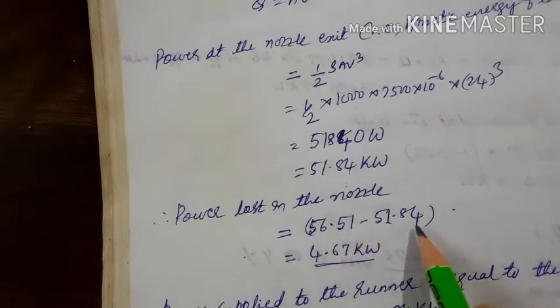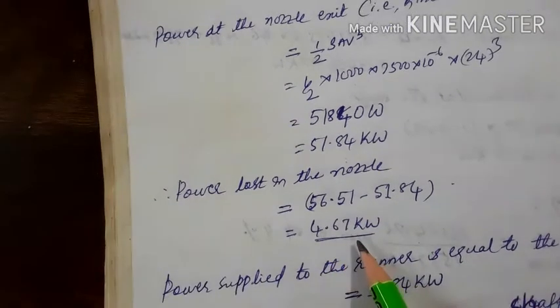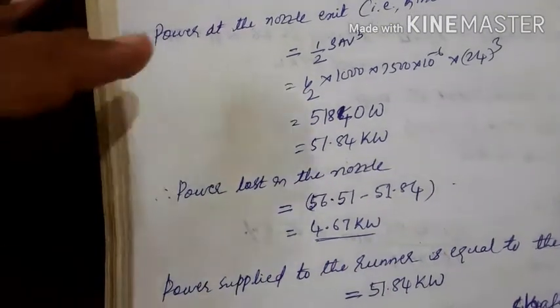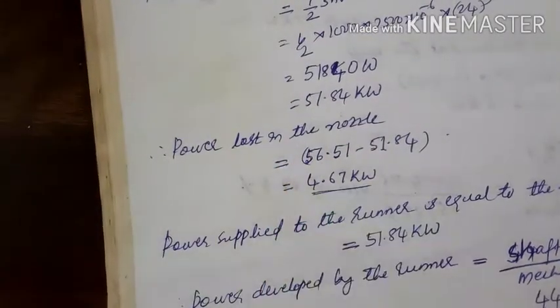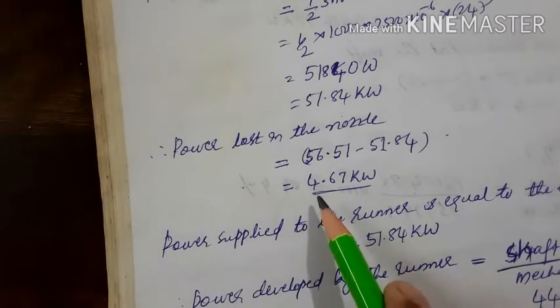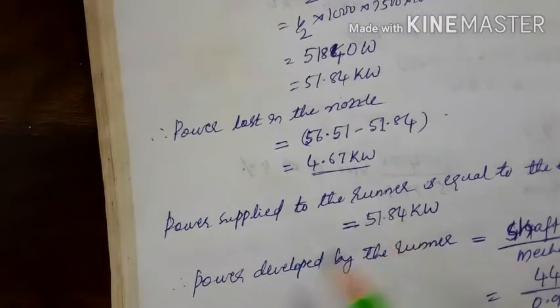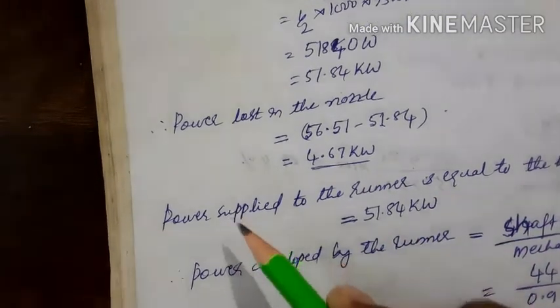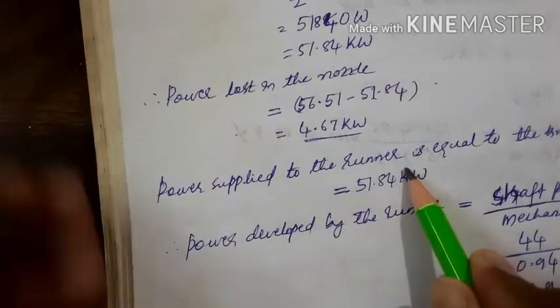That is water power minus the nozzle power. That is power lost at the nozzle, then we get 4.67 kilowatt. This much power is being lost in the nozzle. Always the water power will be more than the power available at the exit of the nozzle.